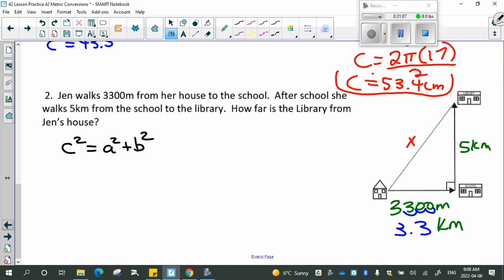So this is C. A and B don't matter, but I'll label them like that. Let's do your squares.